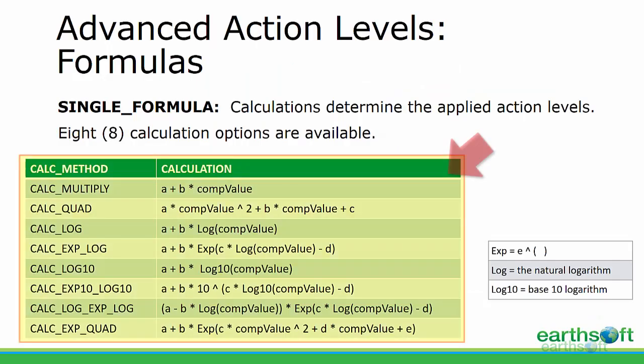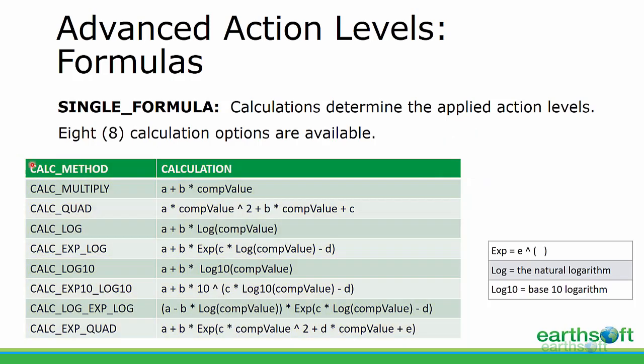So the 8 formulas that we have available to us, you can see here on screen in this example here. I'm going to turn on my pointer and see if I can highlight some of these. So under the Calc method column here, we have listed out all of those 8 individual methods, and then of course the actual calculation in the calculation column. And you'll see that the number of variables varies from formula to formula, but we have up to 5 various variables depending on the formula you select.